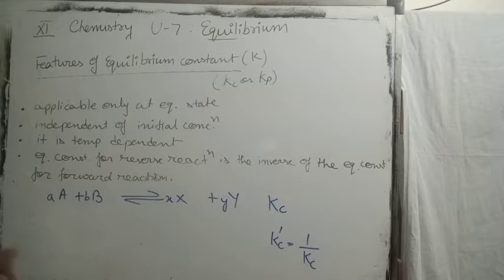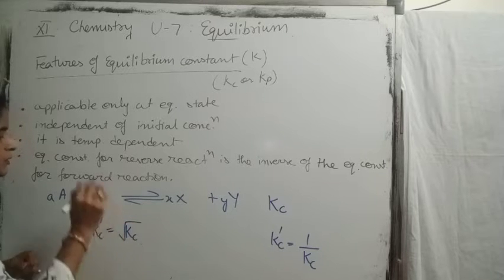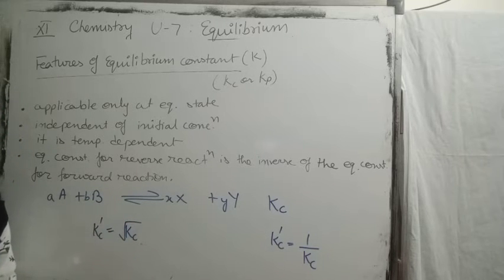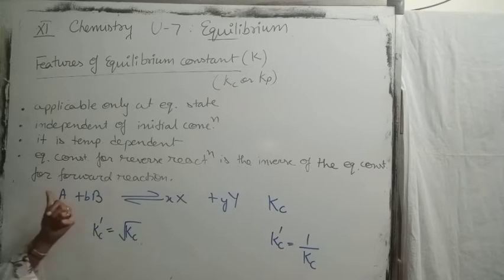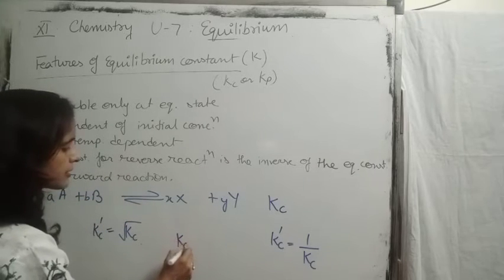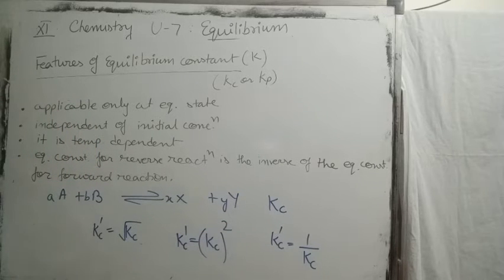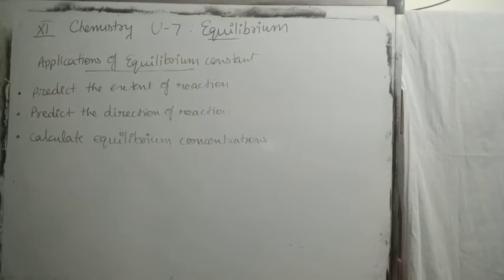Similarly, if I divide this equation by 2, then the new equilibrium constant Kc dash would be the square root of the original equilibrium constant. If I multiply the whole equation by 2, in that case Kc dash will be equal to the square of the original equilibrium constant. So these are the main features of the equilibrium constant.